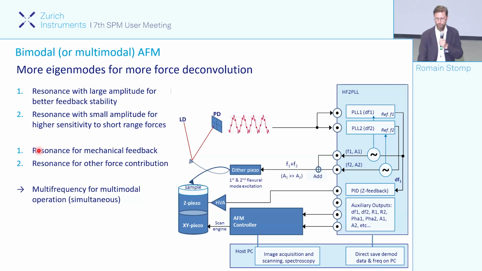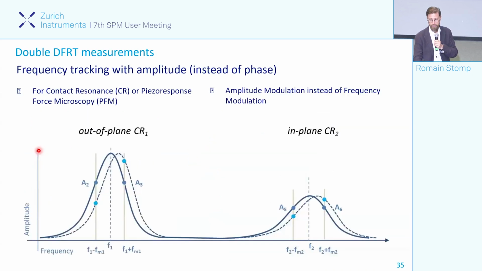So that gives you a lot more flexibility. And of course, the idea is that you can do that in a single pass. Yeah, so that is for the standard, let's say, bimodal one. Then there is one that is for dual frequency resonance tracking.